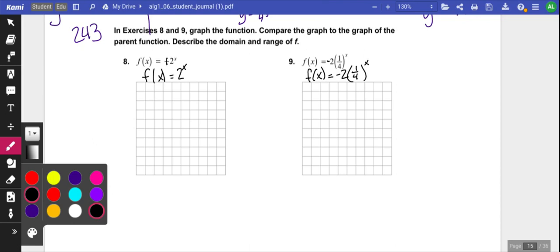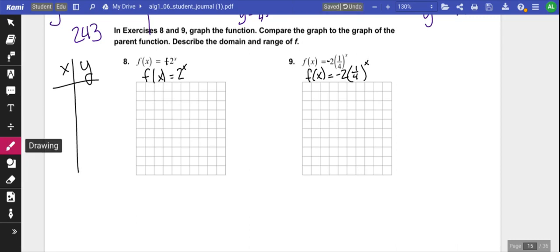All right, so first of all, before we do anything else, before we make our little coordinate plane, anything like that, let's do a little X and Y table. Okay, we're going to come up with a bunch of numbers to plug in for X and then see what those values are for Y.